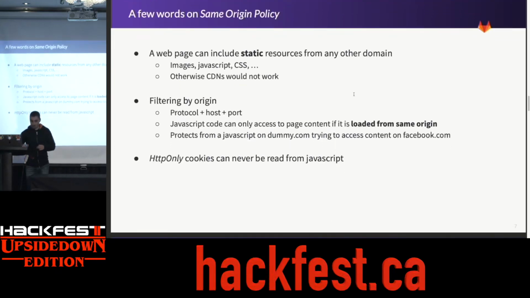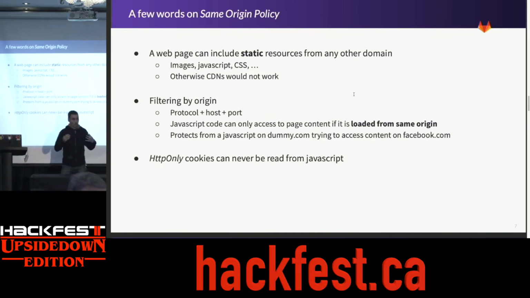So before going further, I'd just like to talk about the same origin policy, because it's not so clear how the browser should protect from such attacks. When you design a web page, you can include static resources from any other domain. So if you are ticketmaster.com, you can include a JavaScript from google.com, a picture, whatever, it's going to work, because by design you can include external resources, but it's supposed to be static.